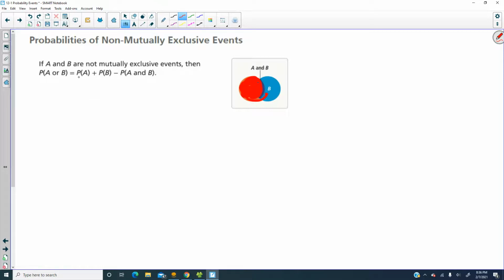Coloring in, so that would be the probability of A plus the probability of B. But you see how I've colored in this overlap twice, so I need to subtract one of those away. I need to subtract maybe the blue, so I don't count it twice. Otherwise, if you don't subtract the probability of A and B together, I'll be counting it twice.